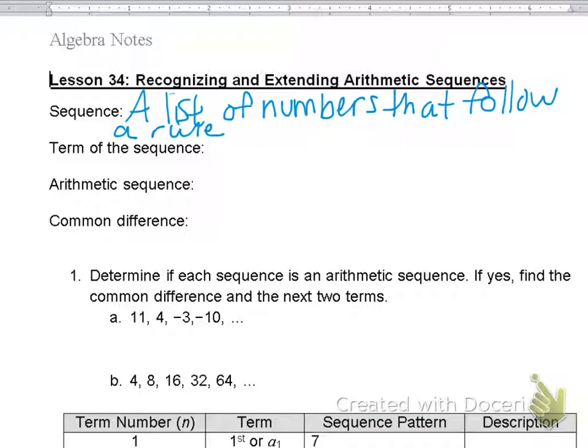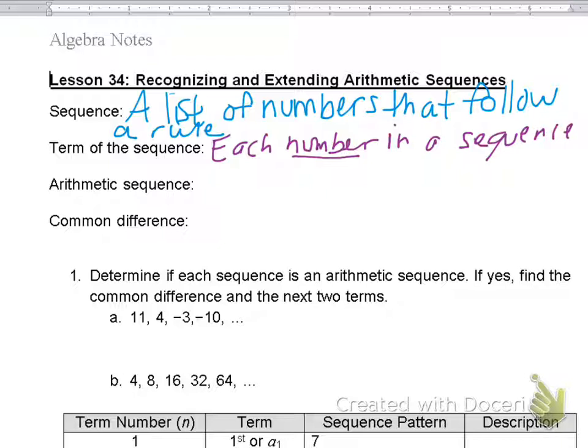Then we're also going to talk about what a term of a sequence is. A term of a sequence is each number in a sequence. And then we'll also write down what an arithmetic sequence is, because that's what we're going to be talking specifically about today. It's a type of sequence.